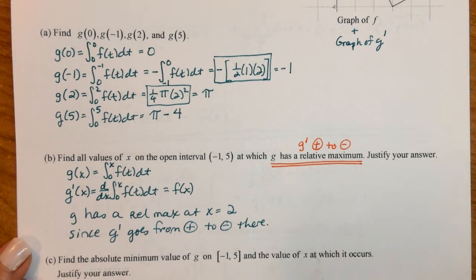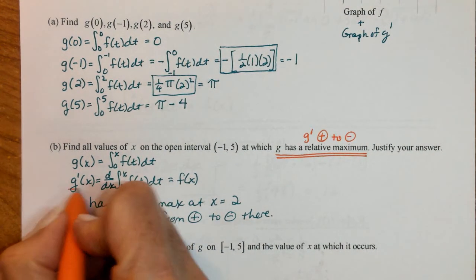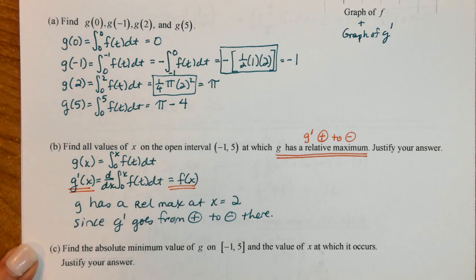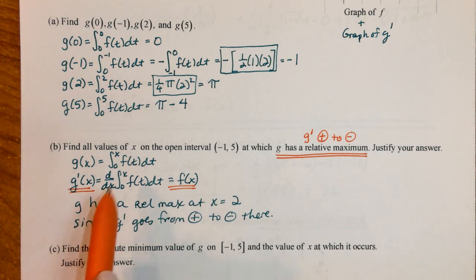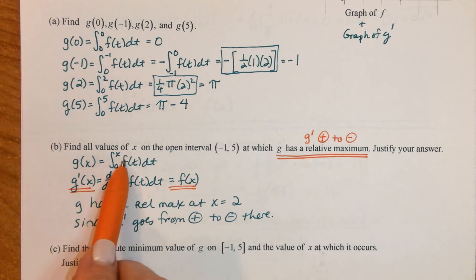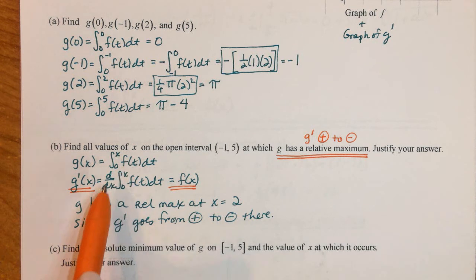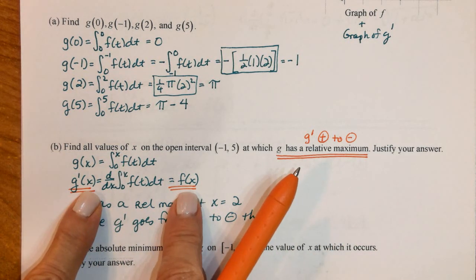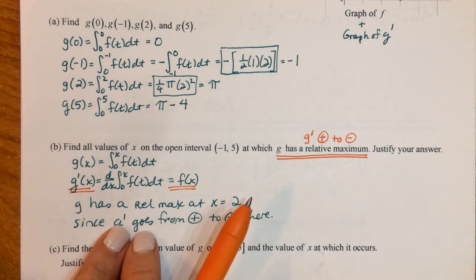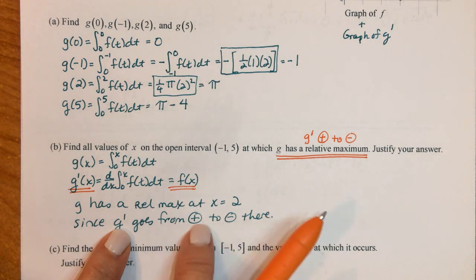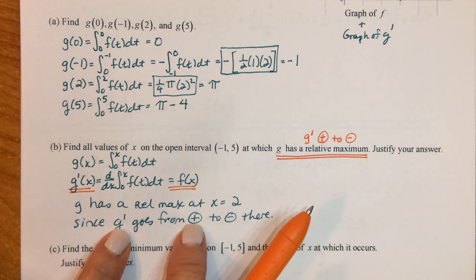You must, in this, you must tell me what G prime is equal to. You have to. Okay? You actually don't need to write this part, because it was written above. But you have to tell me that G prime is f of x here if you're going to use this reasoning. Okay?